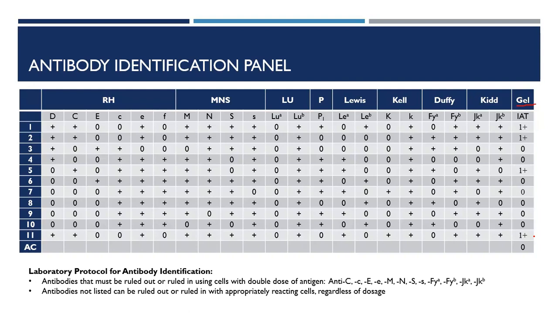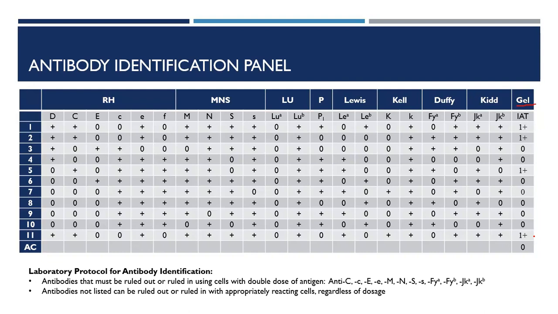So the next thing that we need to do is start our ruling out. Now remember, we did a presumptive rule out or an initial rule out on our screen. We were just killing time. But now we can go through, we have more panel cells, and this will give us a better idea of what we have and have not ruled out.